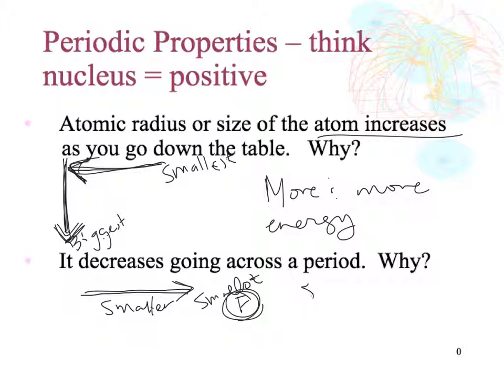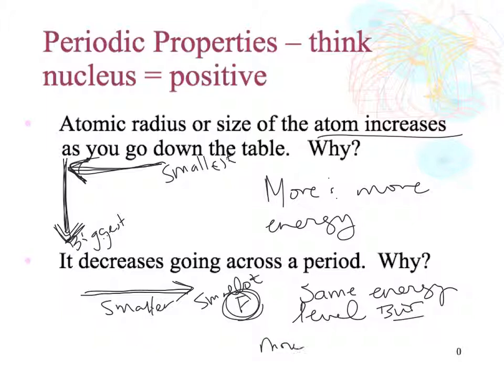Because you are in the same energy level. Okay, so let's say whatever one you want to talk about, n equals 2, for instance. You're in the same energy level going across that period. However, more and more protons are pulling in that nucleus. So fluorine has more protons than lithium over here. And so as you go across, it's the same energy level, energy level 2, but more and more protons pulling it in and making it smaller and smaller.